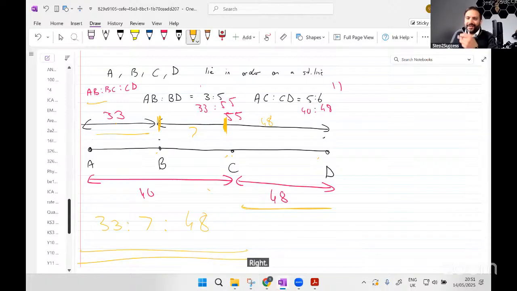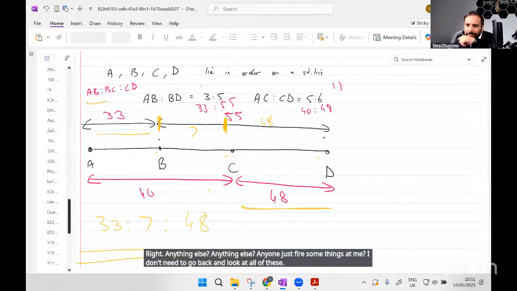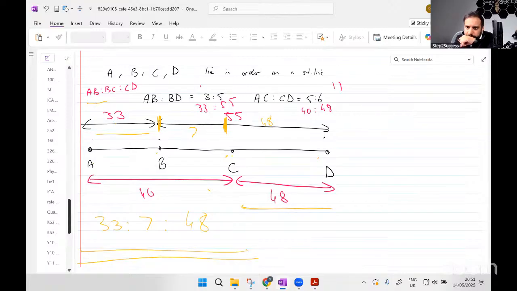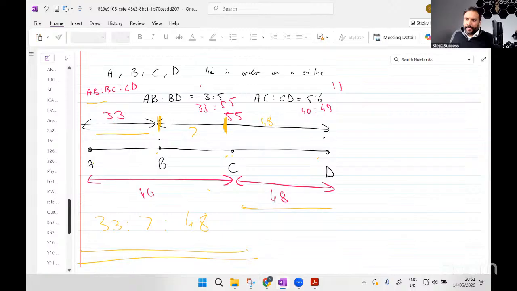Right. Anything else? Anybody? Anyone just fire some things at me? I need to go back and look at all of these. Direct and inverse proportion. Somebody had asked me for that, so I want to do that. I will find it.